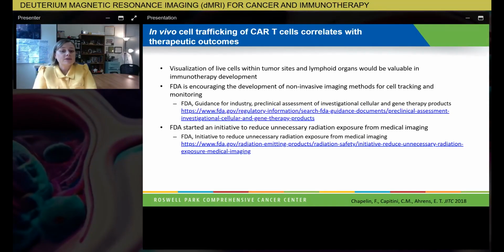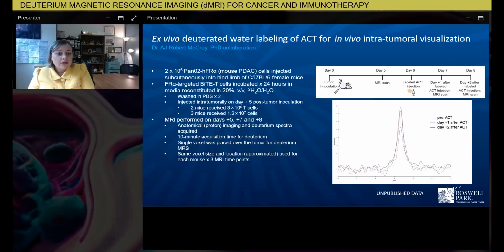So there's guidance on this from the FDA. It's encouraging the development of non-invasive imaging methods for cell trafficking and monitoring. And again, the FDA also started an initiative to reduce unnecessary radiation exposure for medical imaging. So we think deuterium has a lot of potential in this space.